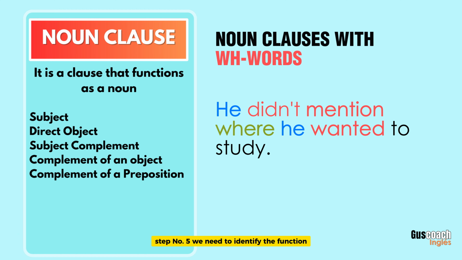Step number 5, we need to identify the function. Well, as we can see, this noun clause comes after the verb, a transitive verb mentioned. Therefore, this noun clause is acting or functioning as an object noun clause.